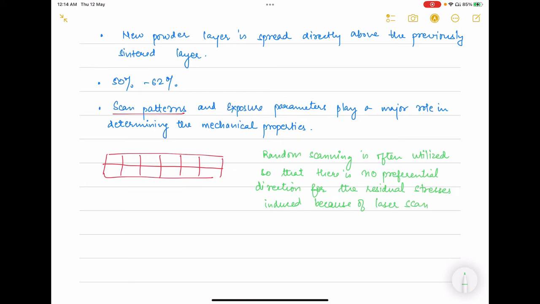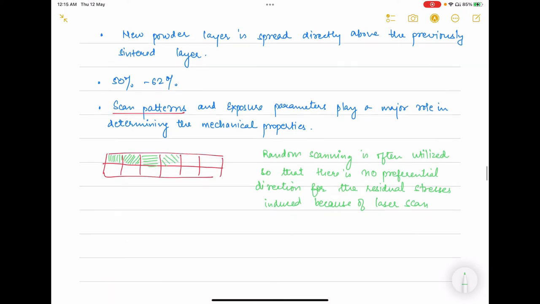So, if this is scanned in this direction, then this, then this, then again this, and so on and so forth. So, these are some scan patterns or scan strategies, and exposure parameters are the parameters related to the laser.